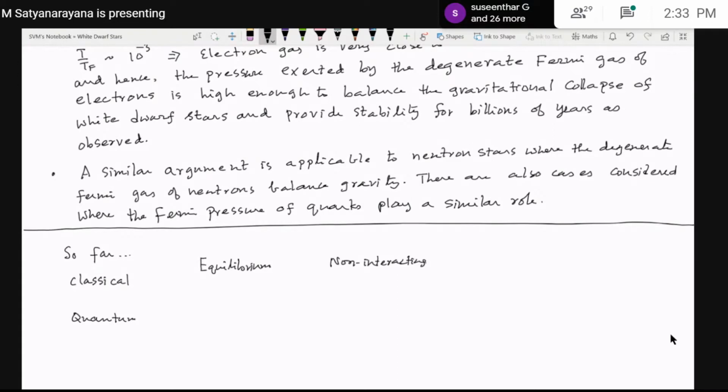We have considered ideal gases in quantum system, whether it is a Bose gas or a Fermi gas. We don't consider any interactions. So in all the four units that we have studied, we did not consider interacting systems. We did not consider non-equilibrium systems. So in this chapter, we would like to study one aspect of bringing in interactions, namely phase transition.